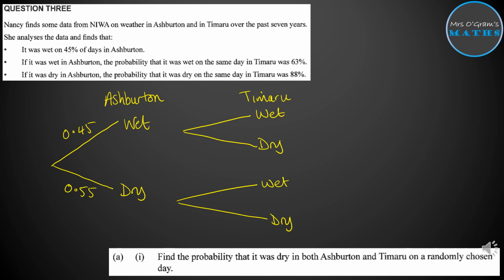Now if it's wet in Ashburton, the chance that Timaru is also wet is 63%, so that'll be 0.63, making the chance of being dry 0.37. But then if it's dry in Ashburton, the probability that it was also dry in Timaru is 0.88, making the chance that it's wet 0.12. Then the question asks us, find the probability that it was dry in both Ashburton and Timaru. So we want dry on both days is here. So the probability will be equal to 0.55 multiplied by 0.88, which comes to 0.484.